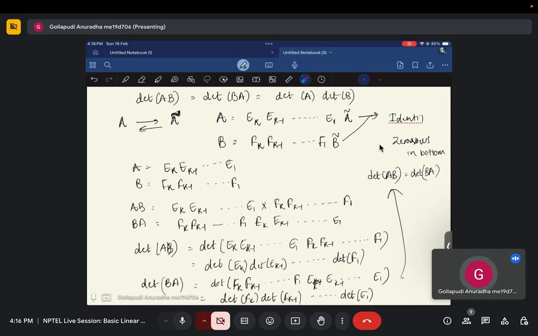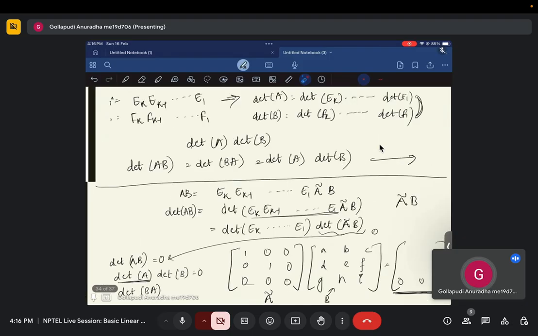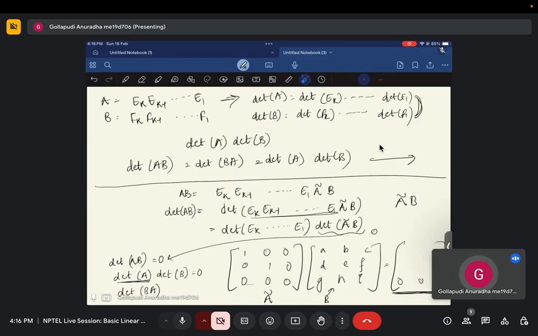Elementary matrices means the determinants will be scalars only, so you can just pull them out and ultimately you'll get this. And determinant of BA you will get in the same way, so this product will be the same. If you just multiply the determinants of A and B, even then you get the same thing. So determinant of AB, determinant of BA, and the product of determinant of A and determinant of B are all going to be the same. This case I explained for A and B non-singular.